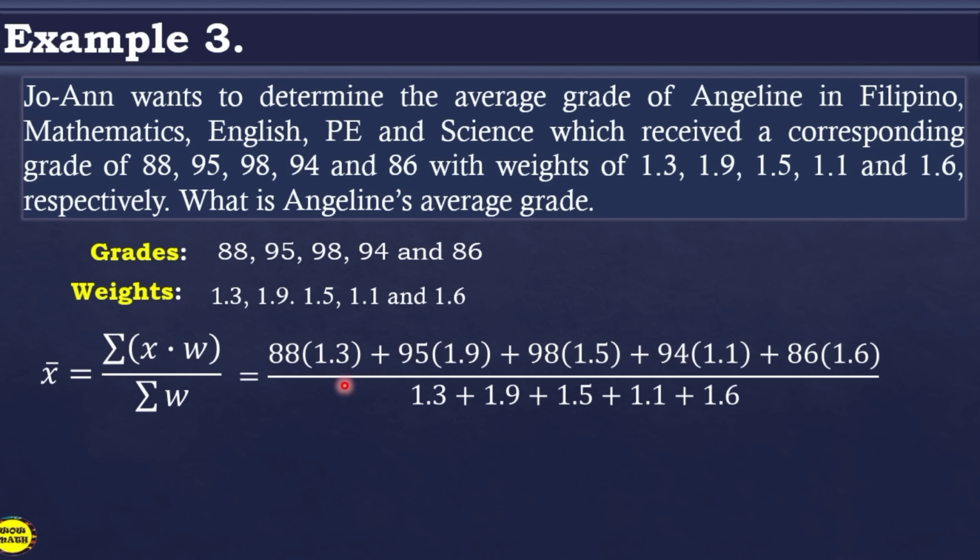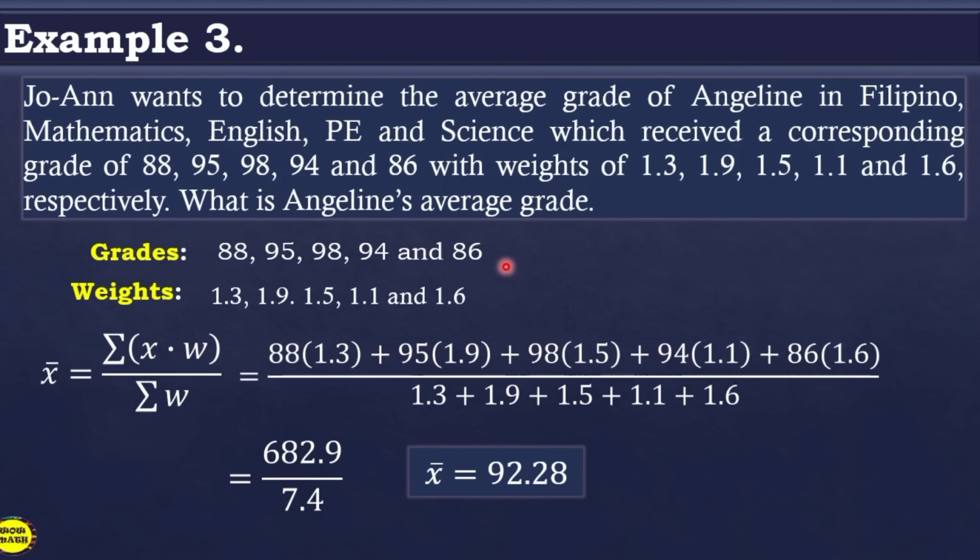And then sa denominator natin yung summation ng weights. Okay, so add natin ito lahat: 1.3 plus 1.9 plus 1.5 plus 1.1 and 1.6. And then simplify. So that is 682.9 divided by 7.4. So the answer is 92.28. So Angeline's average grade in 5 subjects is 92.28.